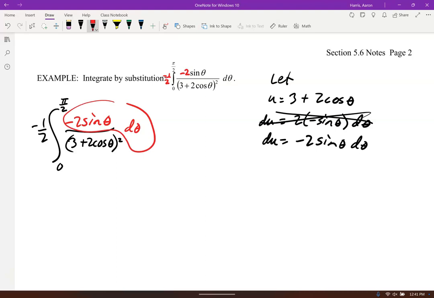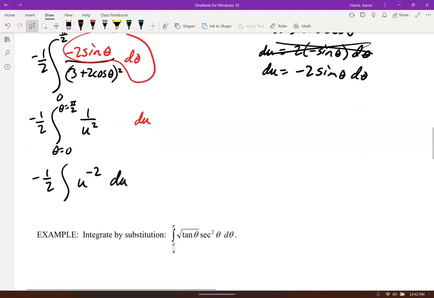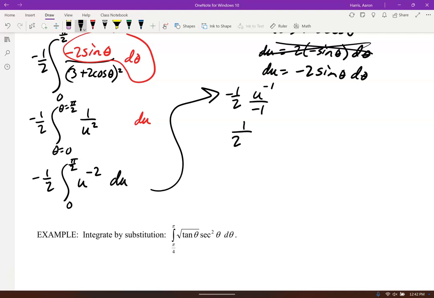Again, here's my du. And so I've got 1 over u squared, and our u is that 3 plus 2 cosine theta. This is theta being 0 to theta being pi halves. So we've got the integral of u to the negative 2 du. Now let's go ahead and run it over here. I've got negative 1/2 times u to the negative 1, negative 2 plus 1, all over that negative 1. So negative over a negative is a positive. So I've got 1 over 2 u to the 1, so 1 over 2u from theta being 0 to theta being pi halves.